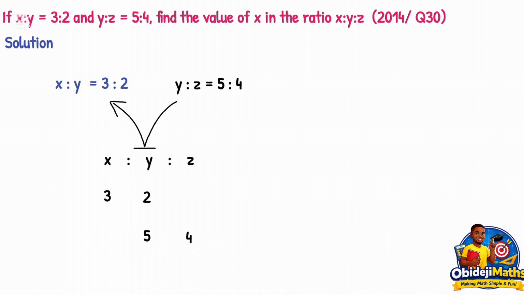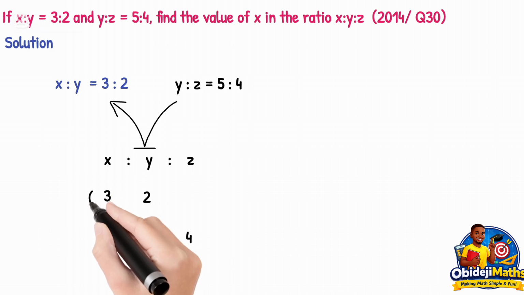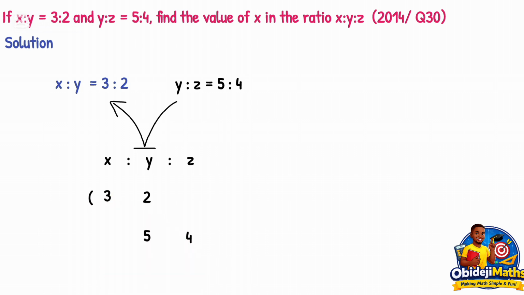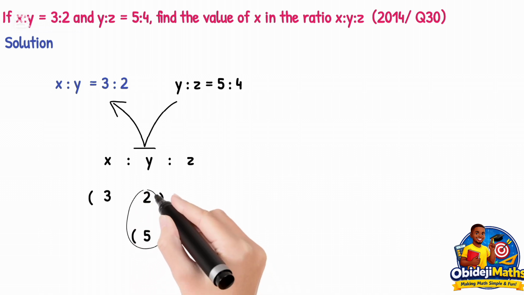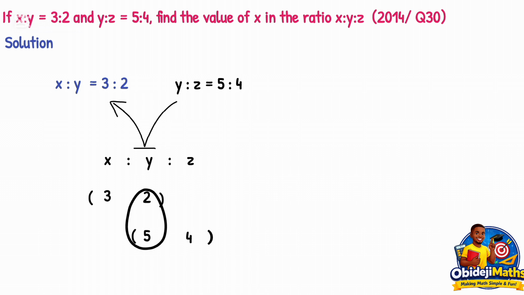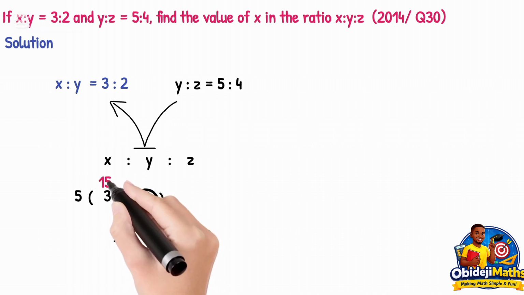Now the y values are different. One is 2, one is 5. We need to look for a way to combine them so that they become the same thing, and it will not be 2 and 5 again. So what we are going to do is use the 5 in the second y to multiply 3 and 2, and the 2 in the first y to multiply 5 and 4.